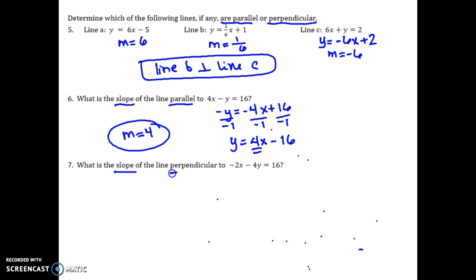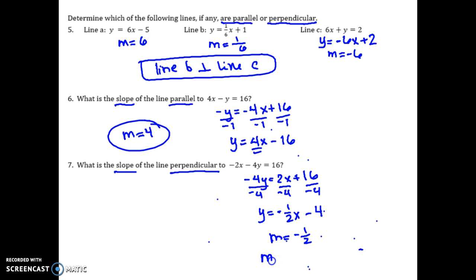Now we want the slope that's perpendicular. Again, we solve for y. Negative 4y is equal to 2x plus 16. And then we divide everything by negative 4. When we do that, y is equal to negative 1/2 x minus 4. So if my slope is negative 1/2, my perpendicular slope is the negative reciprocal, which would be 2.